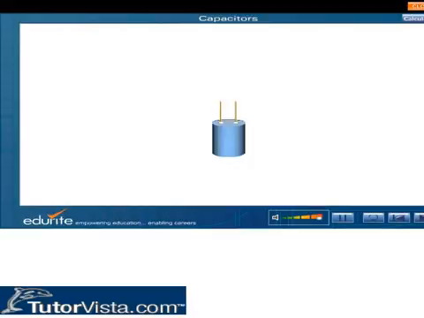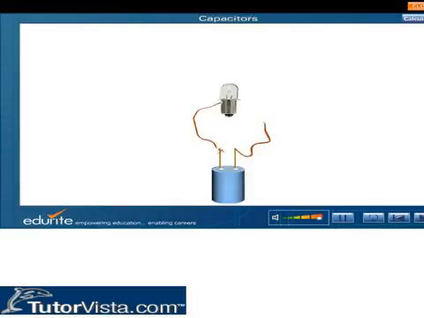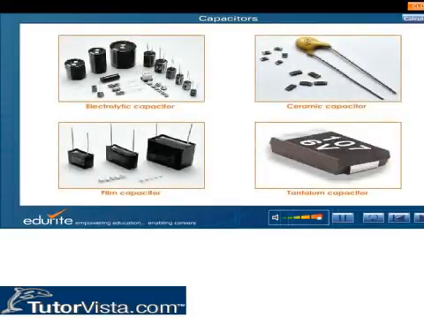When the terminals of a charged capacitor are connected by a piece of wire, sparks are produced, showing that the capacitor stores charges. Capacitors can hold enough charge to light a flashlight bulb for a minute or more. Displayed here are the various types of capacitors.